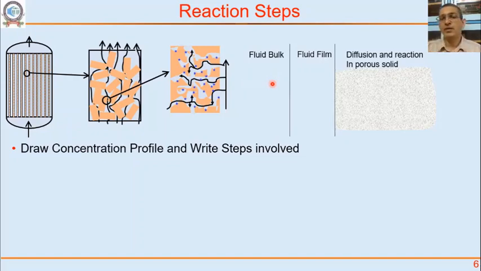So near the solid surface there is a fluid film, supposedly stagnant film, in which all the mass transfer resistance is situated, and then beyond that is a bulk. What I would like you to do is draw a concentration profile of the reactant in the fluid bulk, fluid film, and how the concentration will look inside this porous solid. Okay, that's what I want you to do. And also write what are the steps involved.